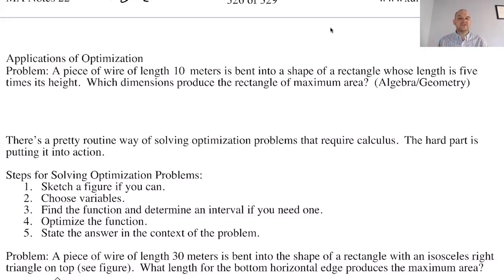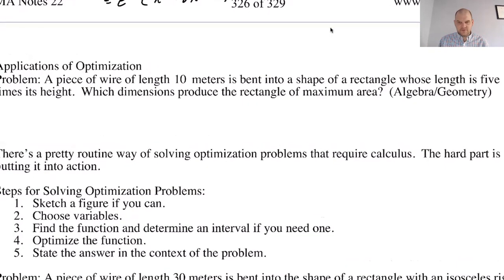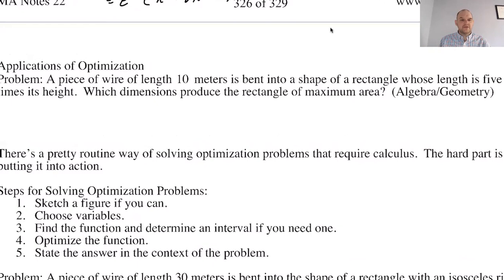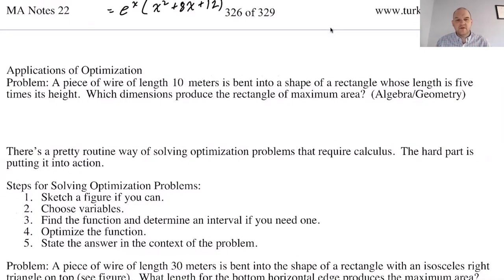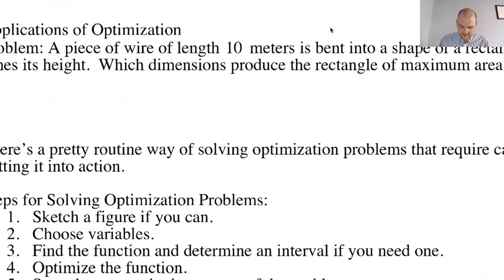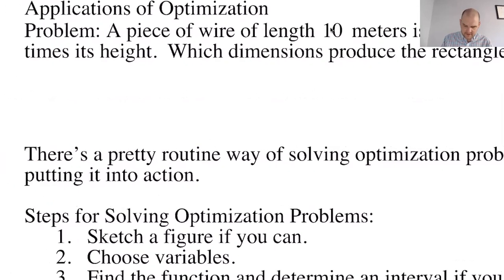So we're going to start with a problem that does not require calculus. And let's see if we can do it. It's basically an algebra/geometry type problem. So it says a piece of wire of length 10 meters is bent into the shape of a rectangle whose length is 5 times its height. Which dimensions produce the rectangle of maximum area? All right, so I think the best thing to do is draw this. I mean, you definitely know how to solve this, right? You don't really need me, but we're going to do it anyway.